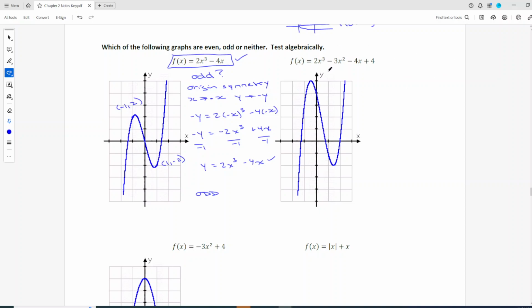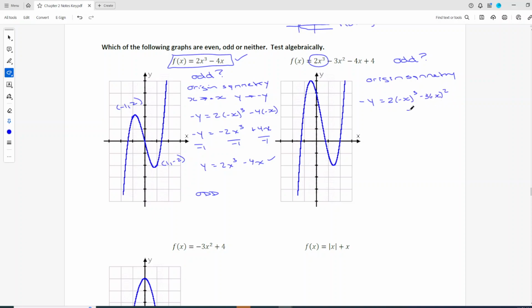Here's another function. So again, should I test whether this function is even or odd? Well, because the highest exponent on x is a 3, I'm going to test whether it's odd. Now you can test if it's even as well, but I can tell you for sure that it will fail. An odd function can never, ever test as even. So we just take that out of it. So I'm just going to say odd, question mark. And to test whether it is odd, we're going to look for origin symmetry again. So we're going to replace y with negative y, and we're going to replace all the x's with negative x's.